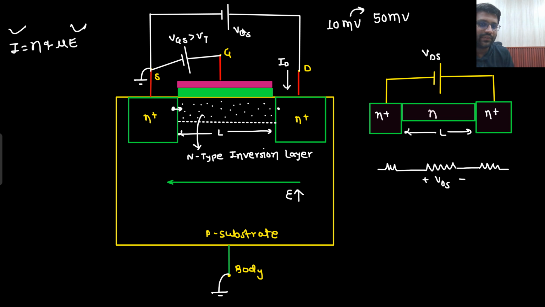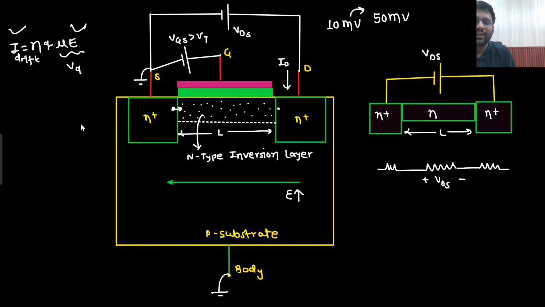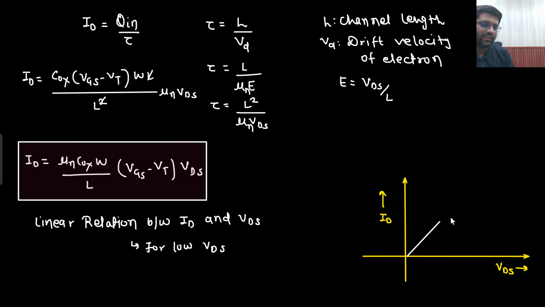So what this VDS is doing: if you are increasing VDS, that means more electric field will be there. That means their drift velocity will increase. This is your drift velocity. If drift velocity increases, then your drift current also increases. This is the expression of your drift current. So drift current also increases, right? This was for the low VDS we have studied. This kind of linear graph we are getting, and this is known as the linear region. So this is the linear region of operation.